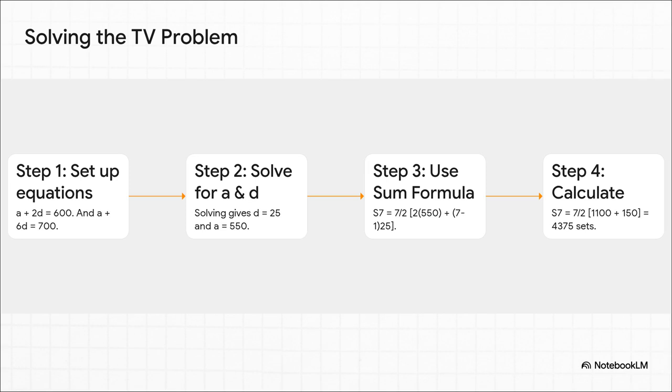Step 1, we set up two equations using our first formula. A3 equals a plus 2d is 600, and A7 equals a plus 6d is 700. In step 2, we solve these two equations, and we get d equals 25 and a equals 550. Now we have our magic ingredients. So for step 3, we just use the sum formula to find S7. We put in the numbers, and in step 4, we calculate the answer, 4375 sets.